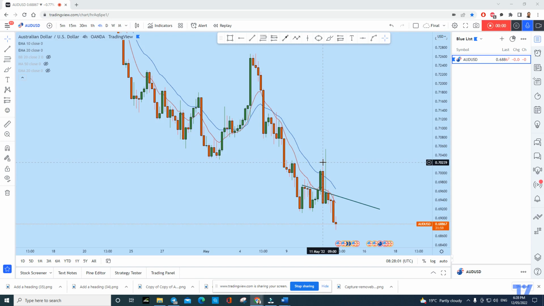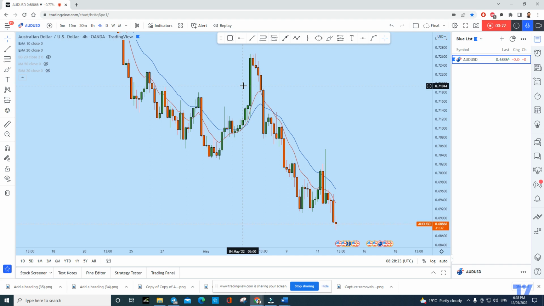What's up, traders? So let's do a complete multi-time frame analysis of Aussie dollar. Let's find out what kind of trading opportunity we have in this instrument. Now, what we are looking at currently is the 4-hour time frame, and I see that there could be a significant trading opportunity in this instrument in this lower time frame.